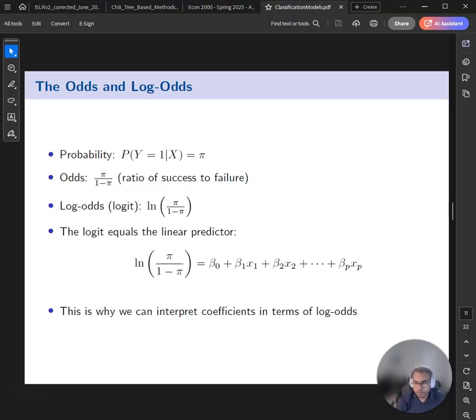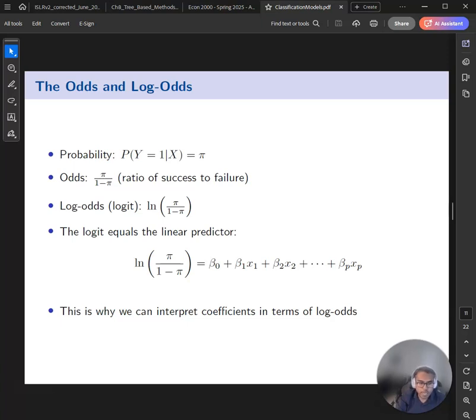Taking this a step further, the log odds, also called the logit, is the natural logarithm of the odds, ln of pi divided by 1 minus pi. And this is where things get interesting. When we work out the math, it turns out that this logit exactly equals our linear predictor.